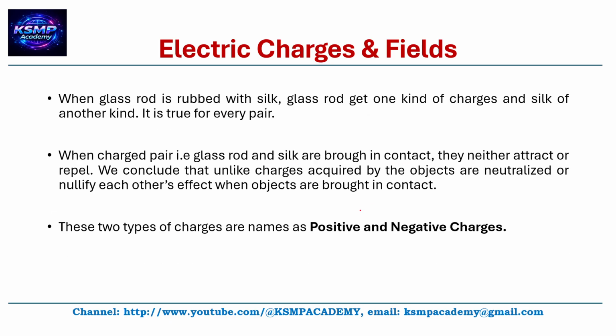It was observed that when a glass rod is rubbed with silk, the glass rod gets one kind of charge and the silk the other kind of charge. So charges are basically in a pair. That is, one kind of charge on one material and another kind of charge on the second material. So when this charged pair, that is glass rod and silk, are brought together in contact, then they neither attract nor repel. So it was concluded that the unlike charges acquired by rubbing the objects are neutralized.